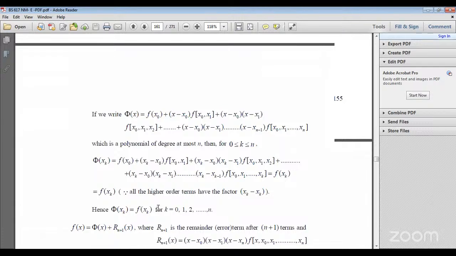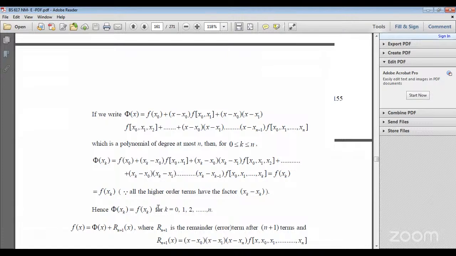Therefore, phi of x is equal to f of x0 plus (x minus x0) f of x0, x1 plus (x minus x0)(x minus x1) f of x0, x1, x2, and so on, plus (x minus x0)(x minus x1)(x minus x2) and so on up to (x minus xn minus 1) f of x0, x1, x2, and so on, xn, which is a polynomial of degree at most n, for 0 less than or equal to k less than or equal to n.